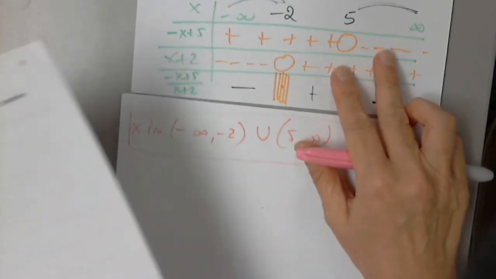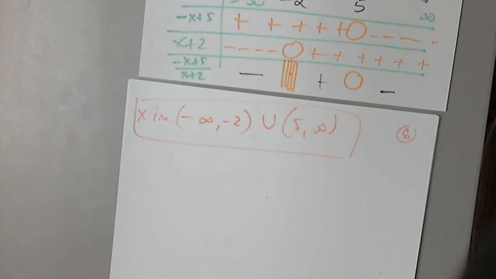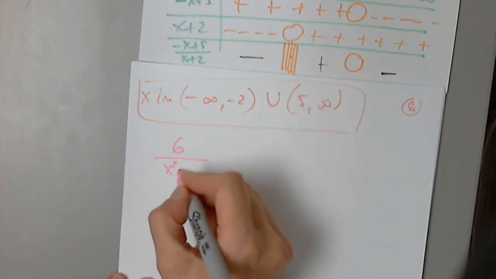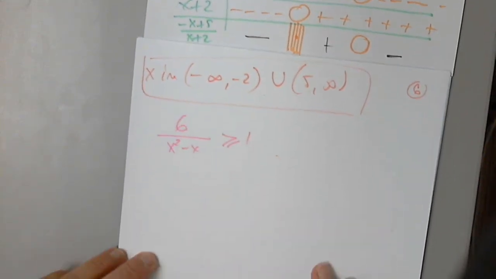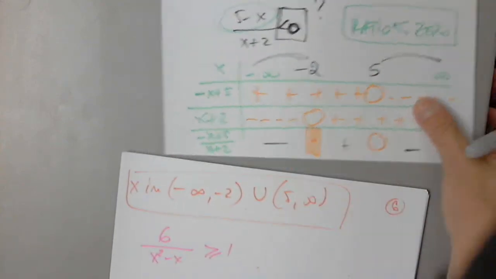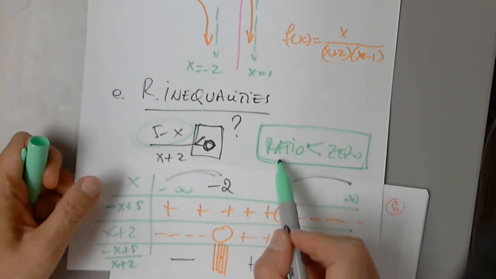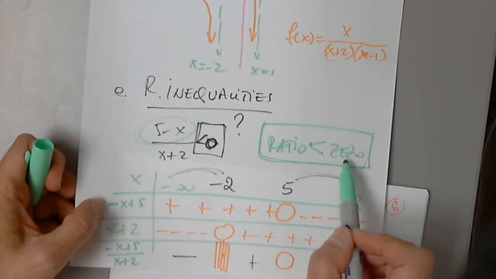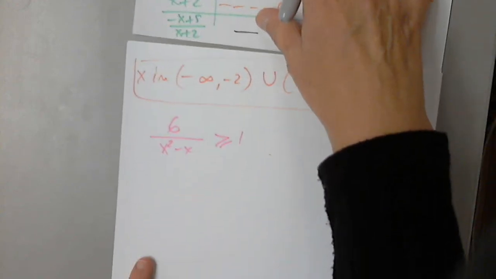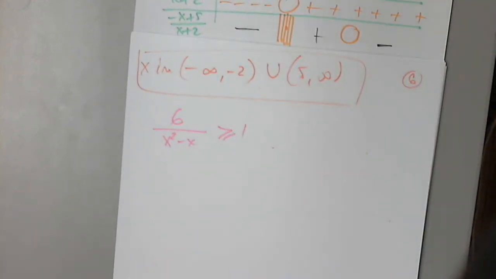Let's look at another. We selected H. H or I, doesn't matter. Okay, perfect. So this is 6 divided by x squared minus x greater than or equal to 1. Remember, the table does not work if we do not have a ratio or a product on one side and 0 on the other. This is not the case here.